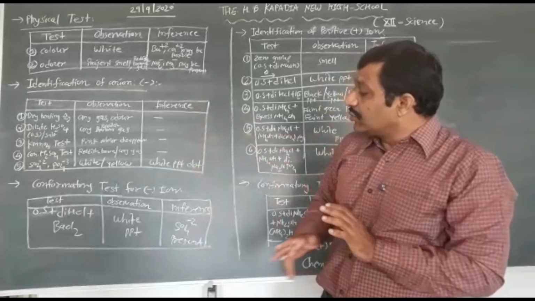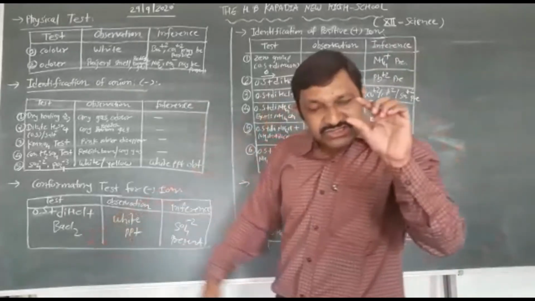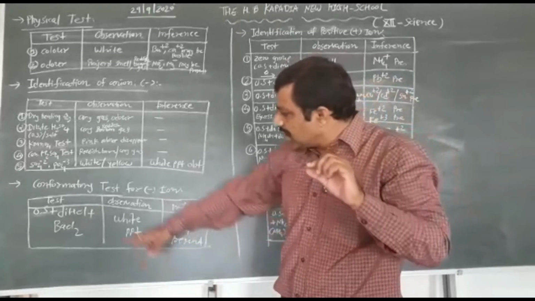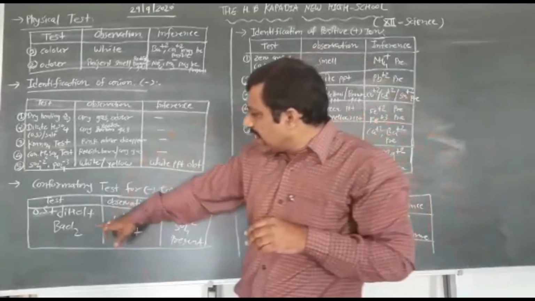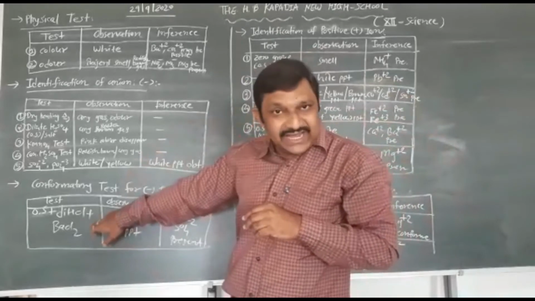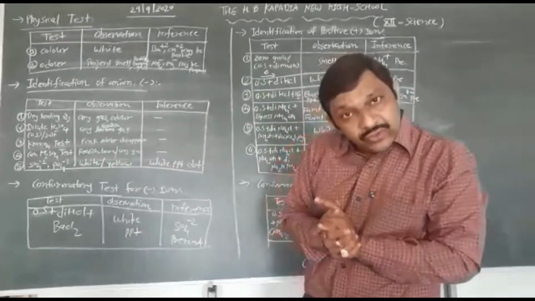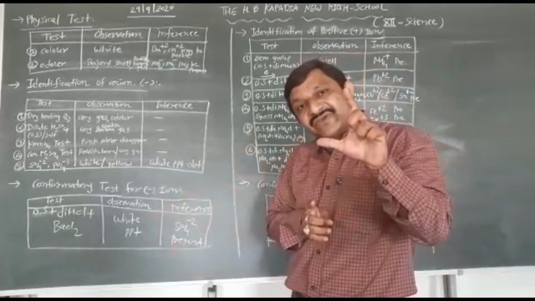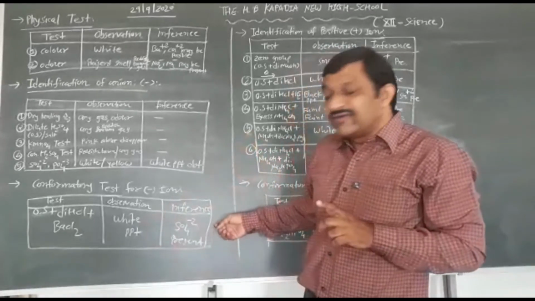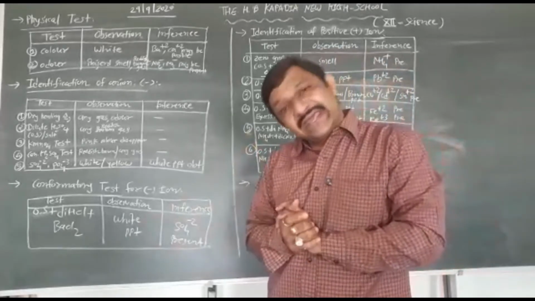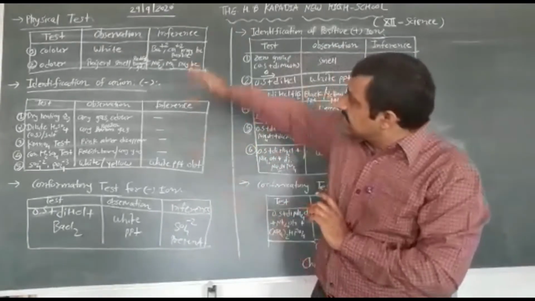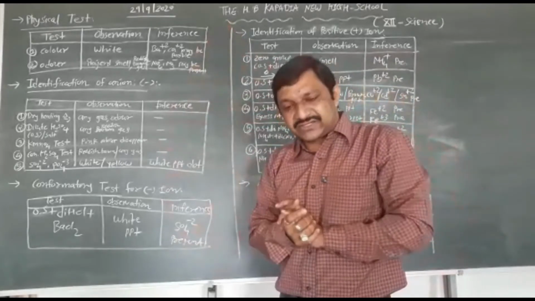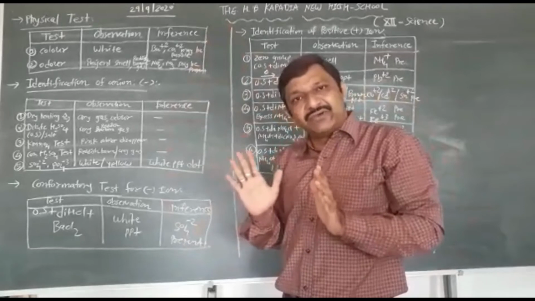For that you have to perform with the original solution. Take some quantity of the original solution in your test tube, then add dilute HCl, then add barium chloride. Your white precipitate is obtained, so sulfate is present as a negative ion. Clear? So here is your negative ion test. You all know how to perform the negative ion tests.